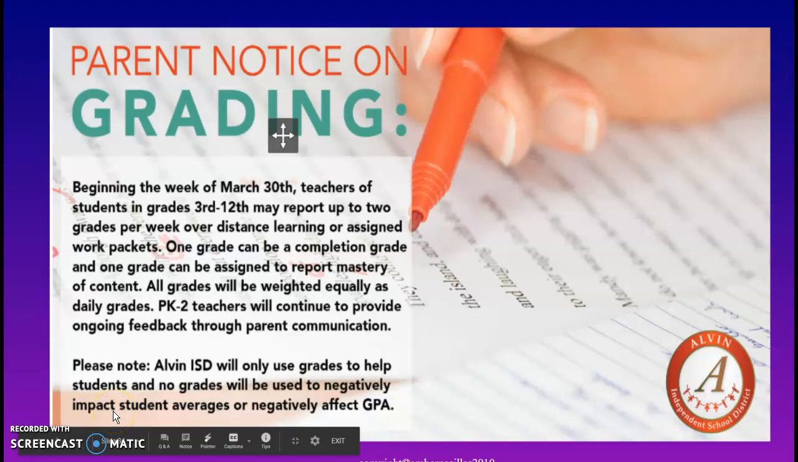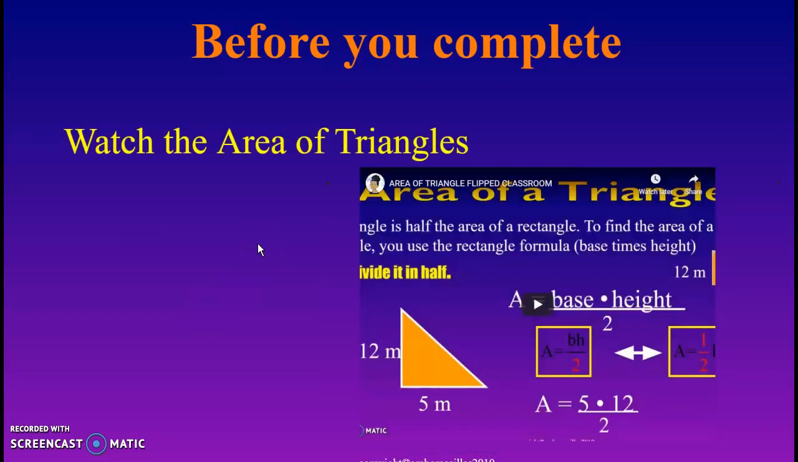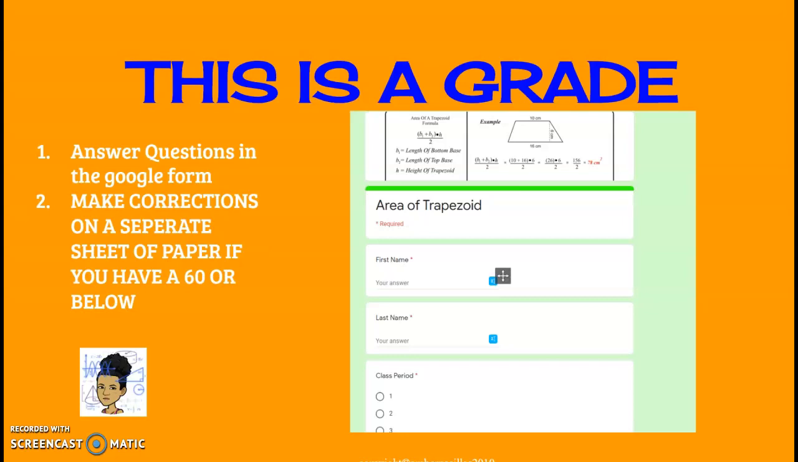Please keep in mind that you will get grades starting this week on your assignment, so please make sure you complete all assignments. Before you complete this particular flipped classroom, please make sure you've already watched the Alvin ISD video as well as the video on area of triangles. Also, after you're done, you're going to answer the Google form that has 5 questions. If you receive a 60 or below, then you want to make corrections on a separate sheet of paper. Please view your score in order to understand what your score is and which questions you got incorrect.